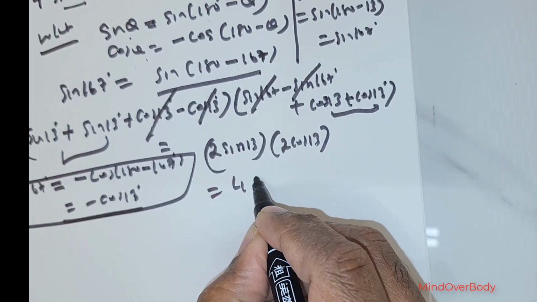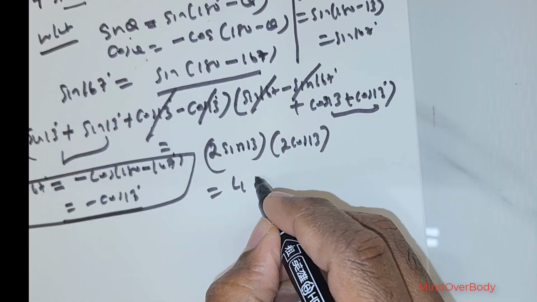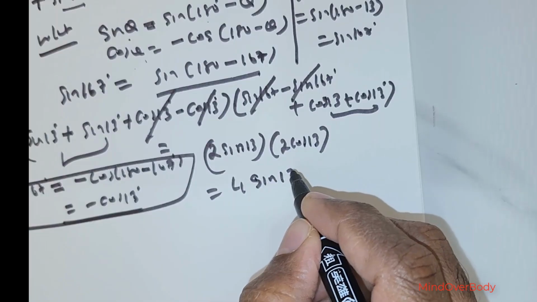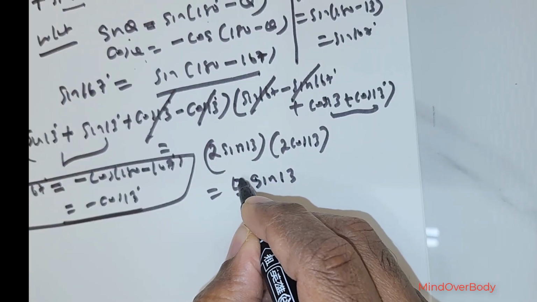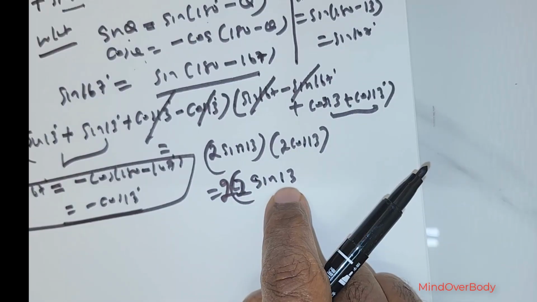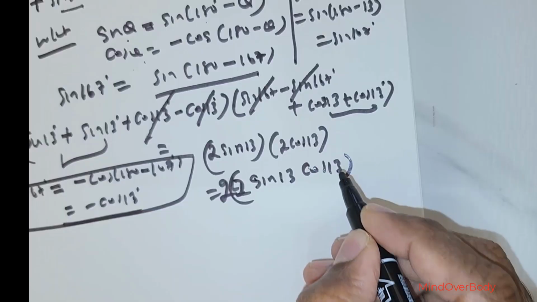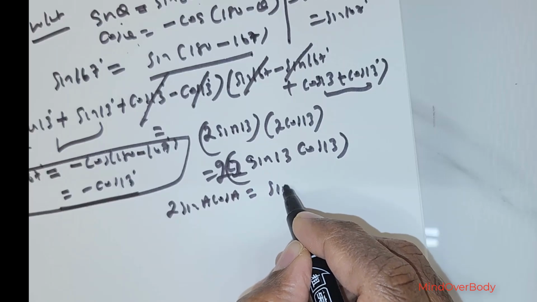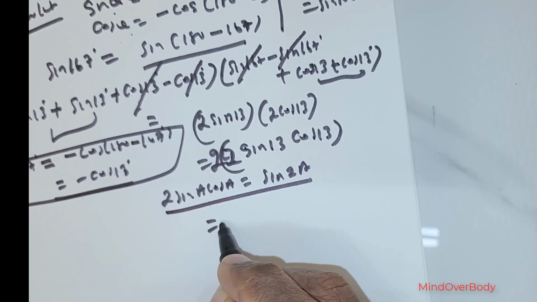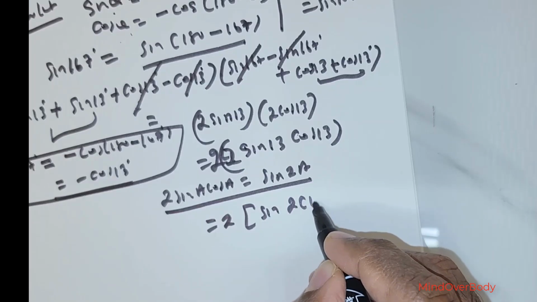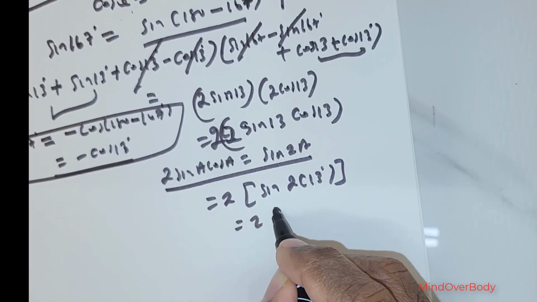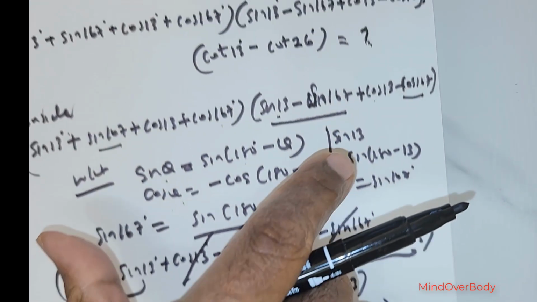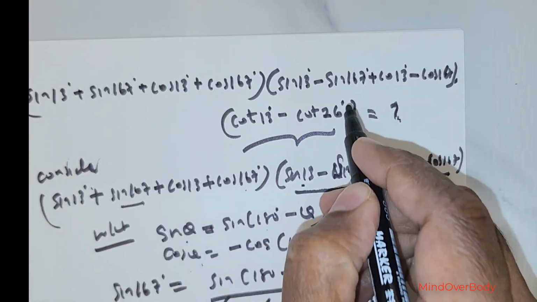So this is going to give me 4 times... let me write it as 2, and I'm going to put the 2 out. So 2 times sin 13 times cos 13. What is this? This is 2 sin A cos A, which is nothing but sin 2A. In this case, I'm going to get 2 times sin of 2 times 13, which is 2 times sin 26 degrees. So I've got 2 times sin 26 degrees for this quantity. Now we need to come and evaluate this quantity.